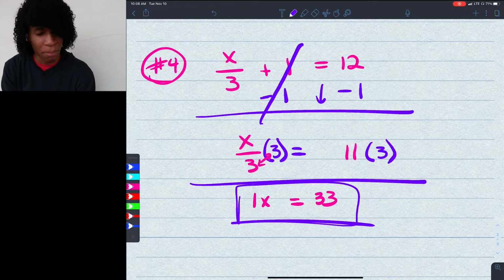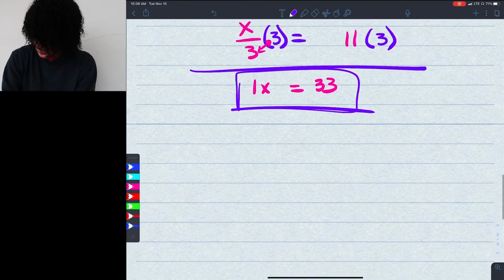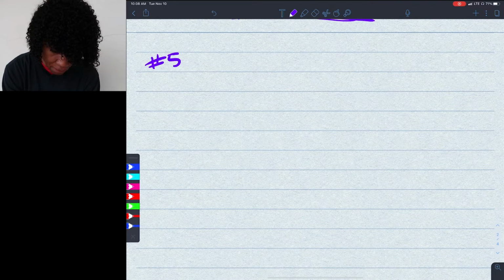That's how you work a multi-step one, okay? Same rules, just a few extra steps. Let's try another one that has an extra step in it.